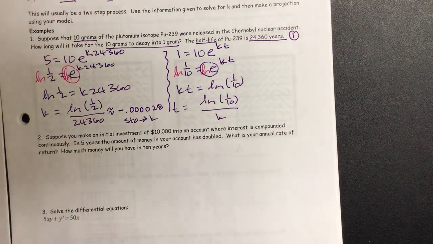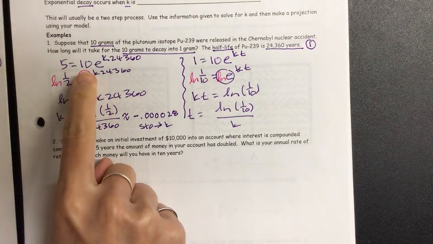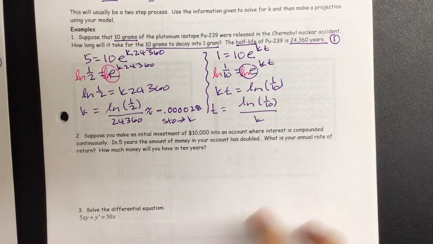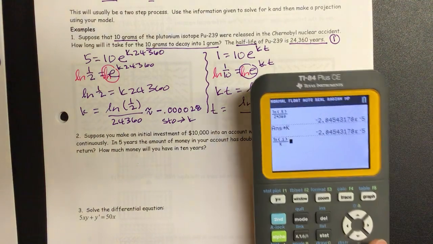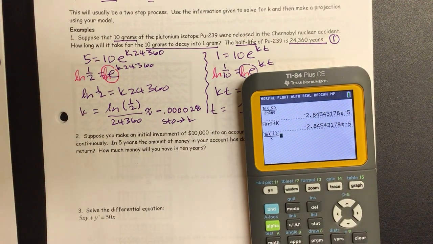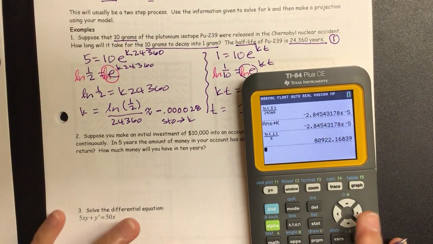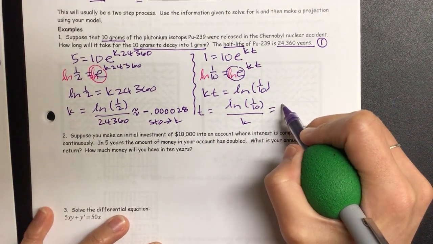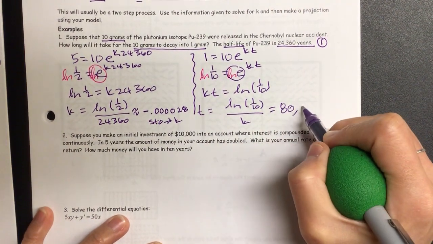So let's do a little approximation. If 10 goes into 5, it's going to take 24,000 years. If 10 goes into 1, it's going to take a lot longer. Is that true? So we're anticipating it to be way over 24. Yeah, the number does make sense. I don't know who's going to live that long to keep up with this, but you know.